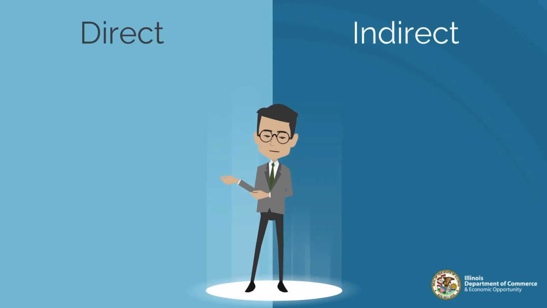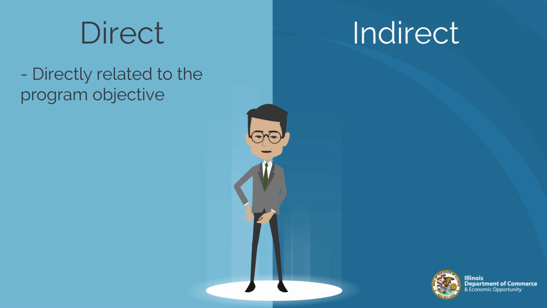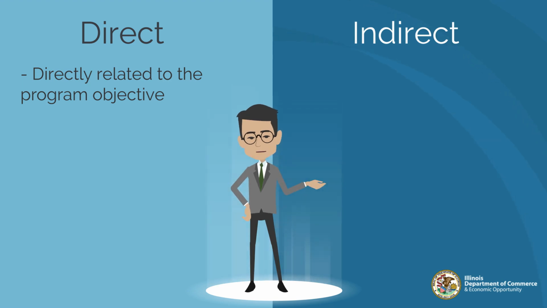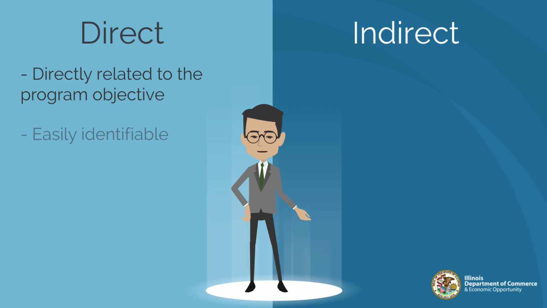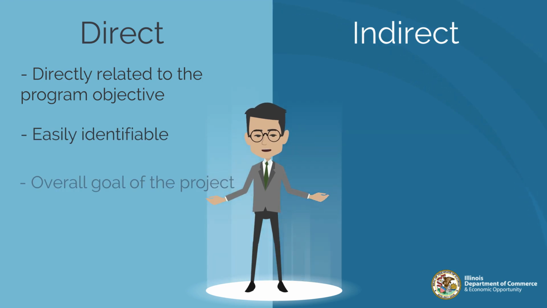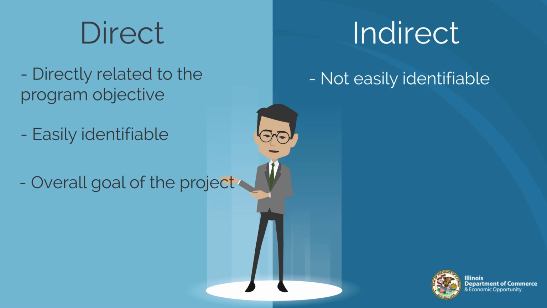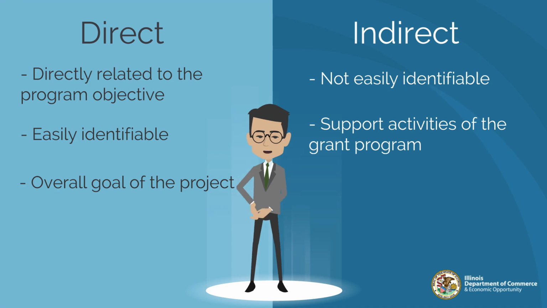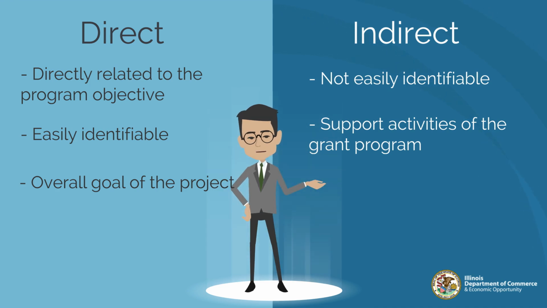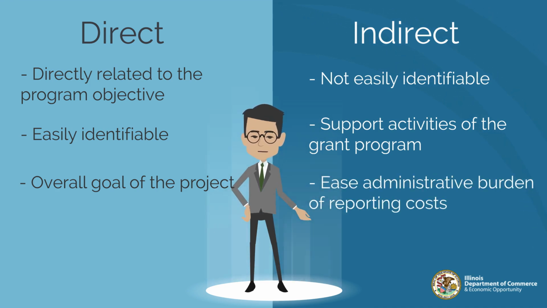To explain what an indirect cost rate is, we begin by uncovering the distinction between direct and indirect costs. Direct costs are directly related to the objective of the grant program. Direct costs are easily identifiable as being directly related to the overall goal of your project. Knowing this, we see that indirect costs are not easily identifiable as being part of the final cost objective. Indirect costs are related to support activities for the grant program. They can also ease the administrative burden of reporting costs.